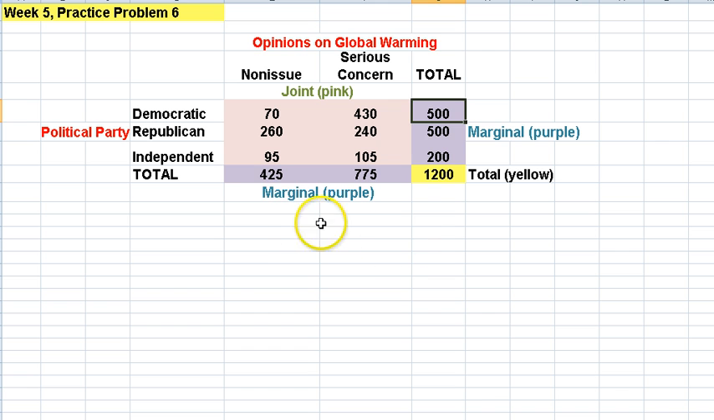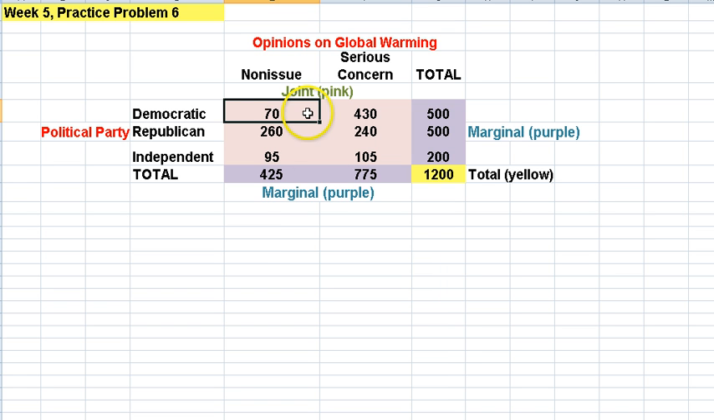Now let's click on number 425 along the border, and we will see that 425 people who responded to the poll indicated that global warming was a non-issue for them. So those are marginal values, single traits. Now let's jump into the center of the table, and these are our joint values. These are 2 traits or 2 events, and these are shaded pink.